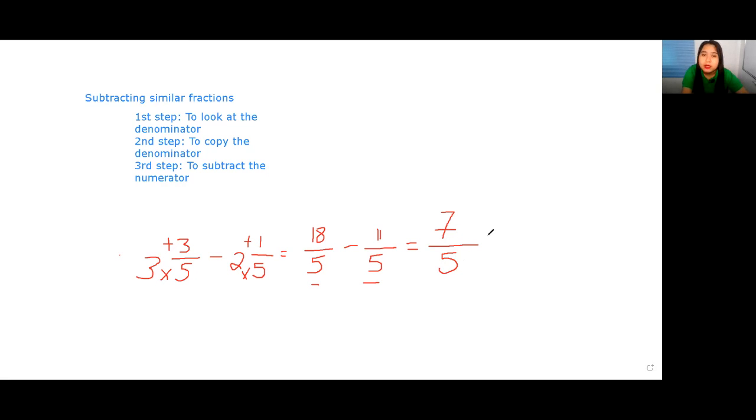Okay, can we simplify the answer? No. So this is the simplified answer, 7 over 5.